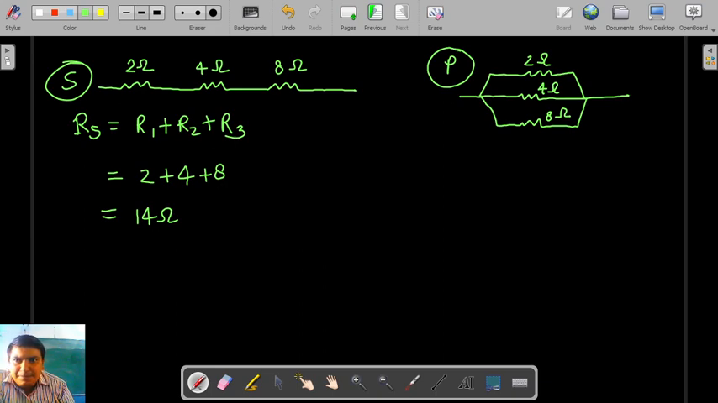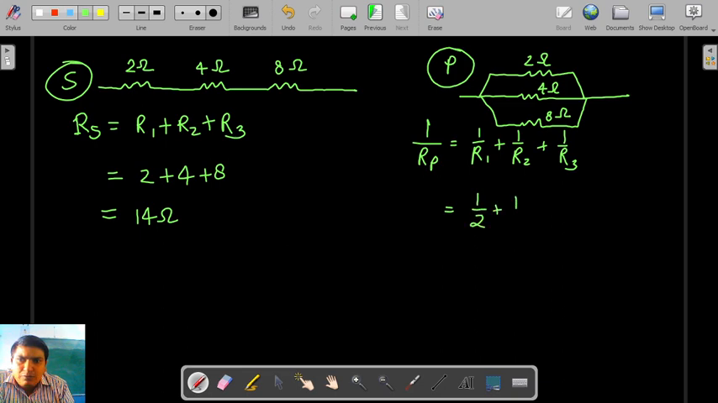Now in case of parallel, we know that for resistance Rp, 1 upon Rp equals 1 upon R1 plus 1 upon R2 plus 1 upon R3. So here we have to take 1 by 2 plus 1 by 4 plus 1 by 8. The LCM of these fractions will be 8. So 8 divided by 2 is 4, 8 divided by 4 is 2, and 8 divided by 8 is 1, which means 1 by Rp equals 7 by 8.